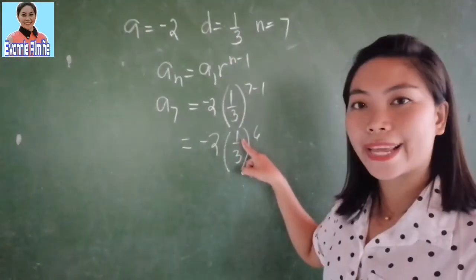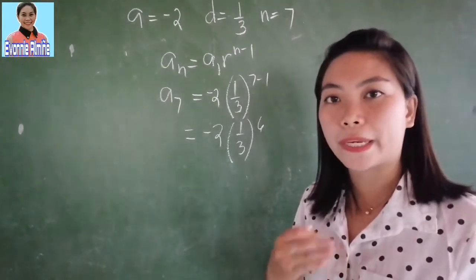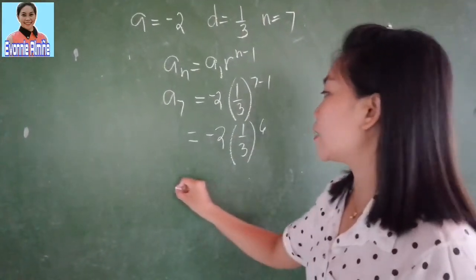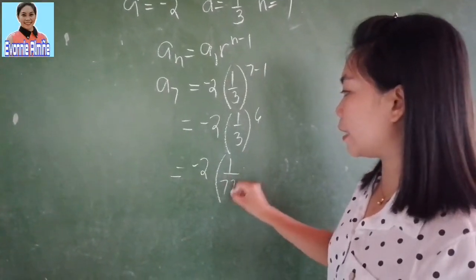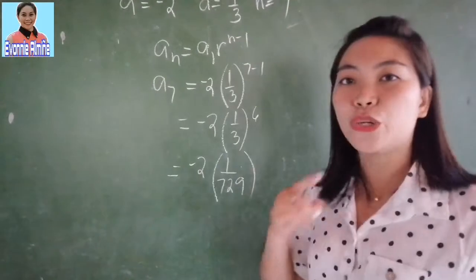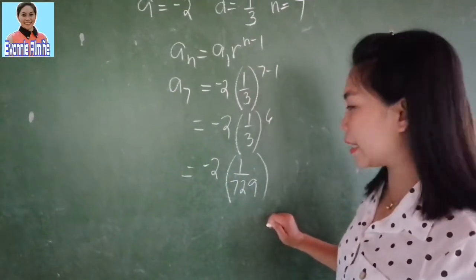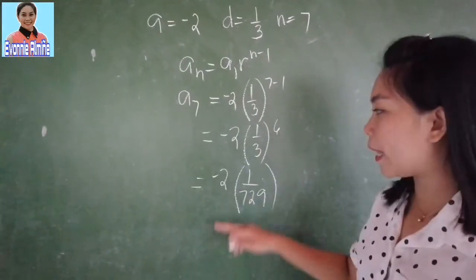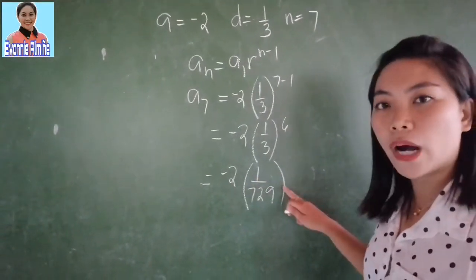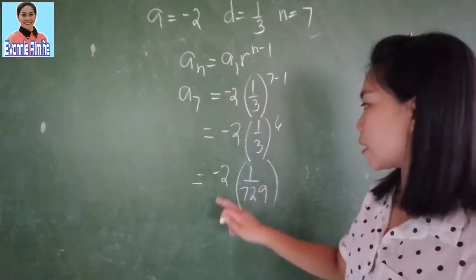Now, let us multiply 1/3 by itself 6 times. So, that is equal to 1/729. You can check it using your calculator if our answer is correct or not. Then, what would be the next one? We have to multiply negative 2 by 1/729 to get the value of a sub 7.